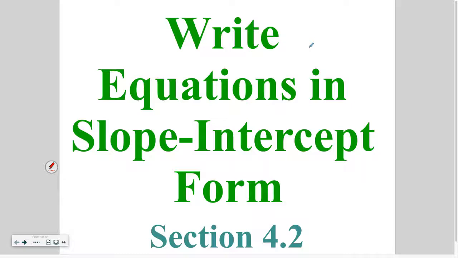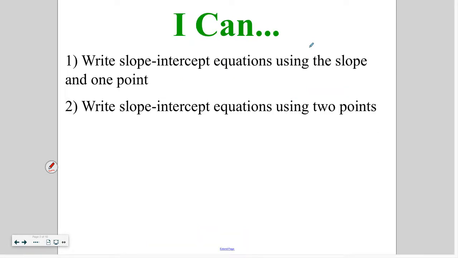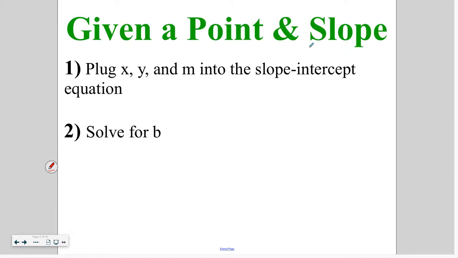Hello class, today we're going to talk about section 4.2, which is writing equations in slope-intercept form. By the end of today's lesson, you'll be able to write a slope-intercept equation when you're given a point and a slope, and you'll be able to write the equations if you are given just 2 points.